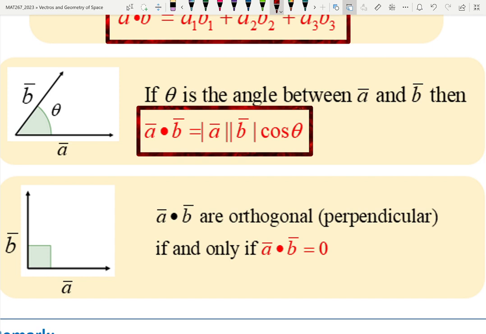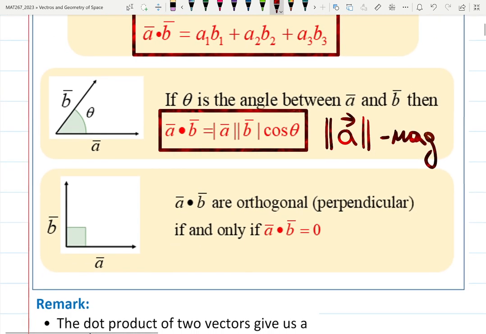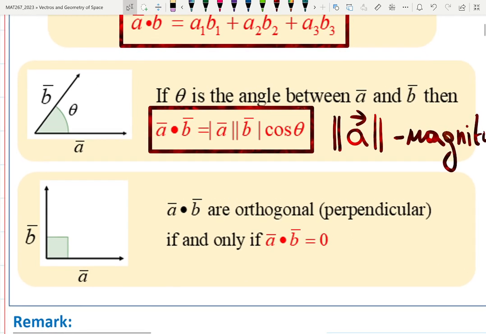So remember, I like the double bar one more, but you can use any double or single bar. Wikipedia says both are fine. That's a magnitude. And we just learned the formula for that. The square root, component square plus component square plus component square. So this is how we can find the angle between vectors.